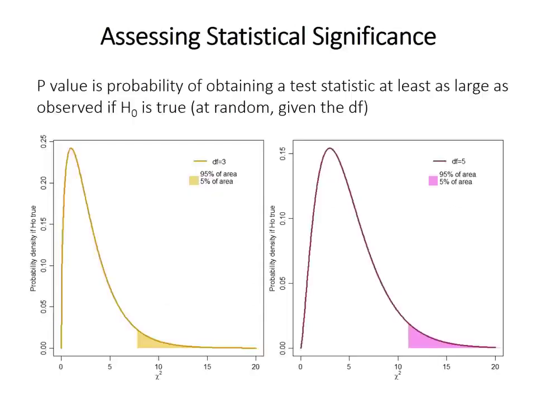So remember that the p-value in all these tests is defined as the probability of obtaining a test statistic at least as large as observed if the null hypothesis is true. And so the chi-squared distribution with appropriate degrees of freedom tells us the expected values that the statistic will take if the null hypothesis is true. So we compare our observed value to that distribution of expected values, and the area under the curve at least as extreme as the observed test statistic is the p-value.